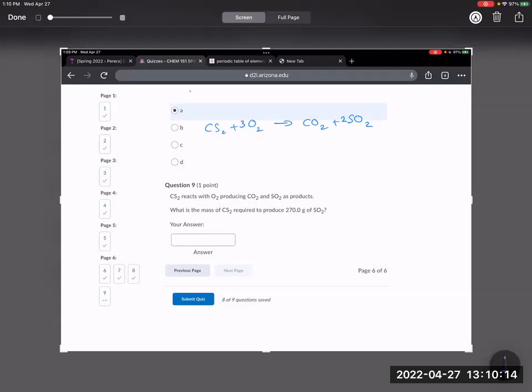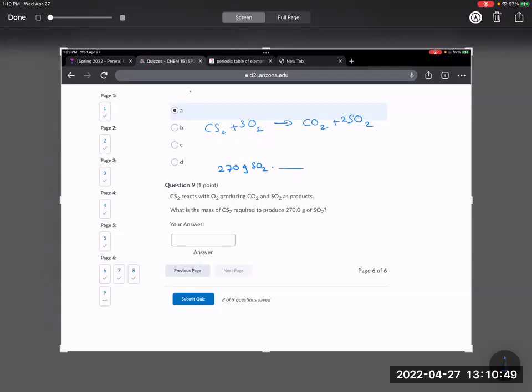Now what we need to do is start with what is given. I'm going to do this in a different way than I did in class actually. What is given to us is the mass of SO2. So we have 270 grams of SO2. That is what is given, and what I want to do is convert this mass to moles.